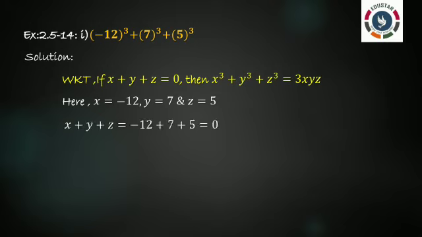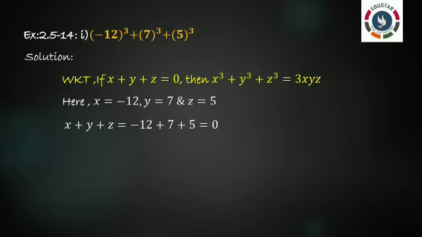Minus 12 plus 7 plus 5. So 7 plus 5 is what? Plus 12. So minus 12 plus 12 is equal to 0. So we have got what? x plus y plus z is equal to 0.